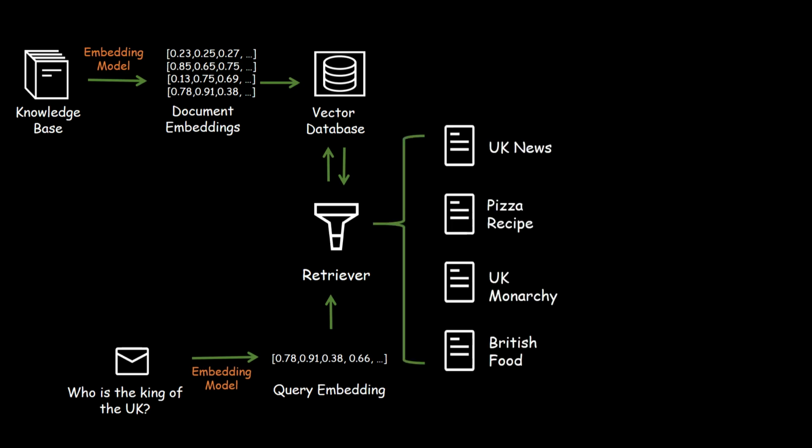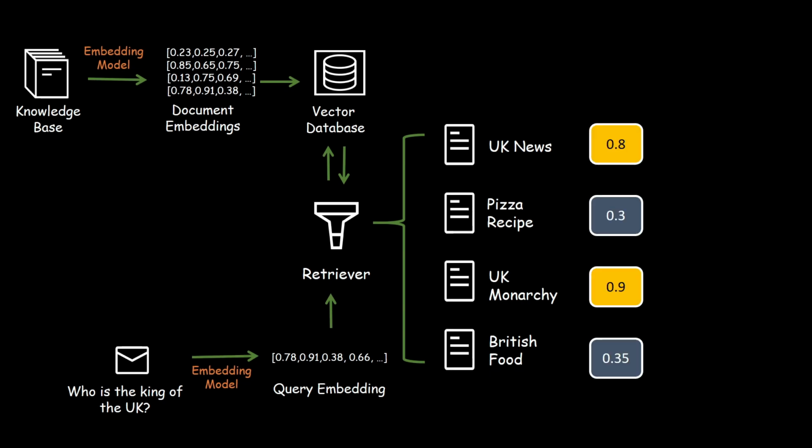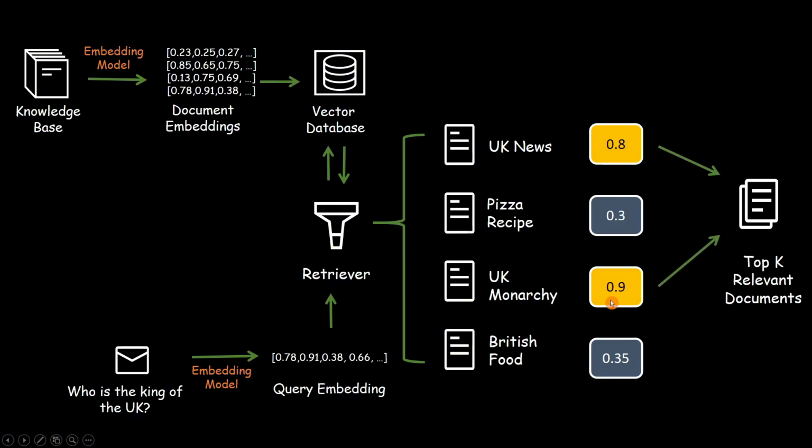Let's say in the vector database we have 4 different types of documents comprising of UK news, pizza recipes, UK monarchy and British food. The retriever will calculate a similarity score of the query embeddings with each of the document embeddings. Next, once it has calculated these similarity scores, it will find the documents with the maximum similarity. And then those will be our top K relevant documents.